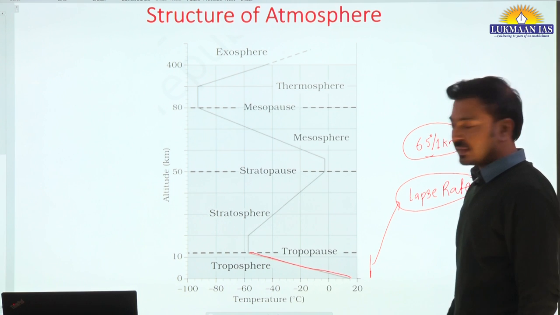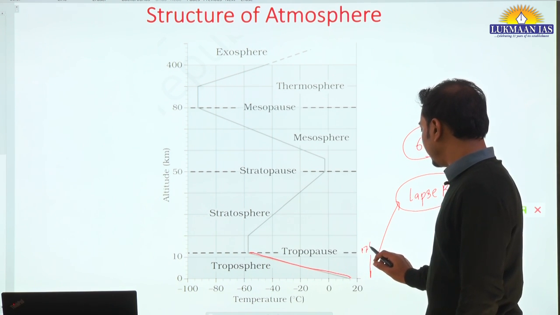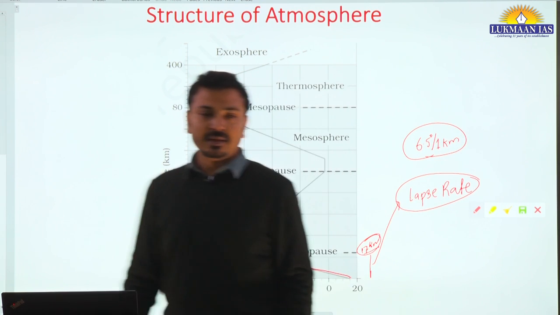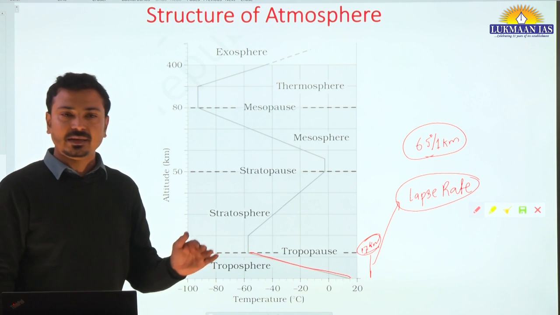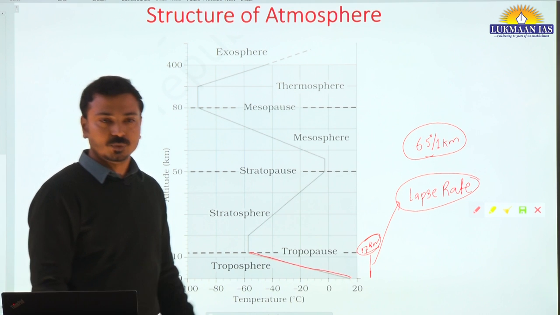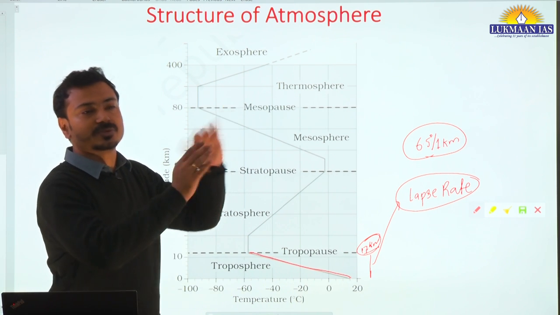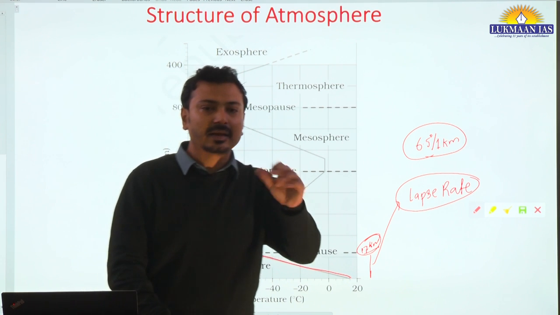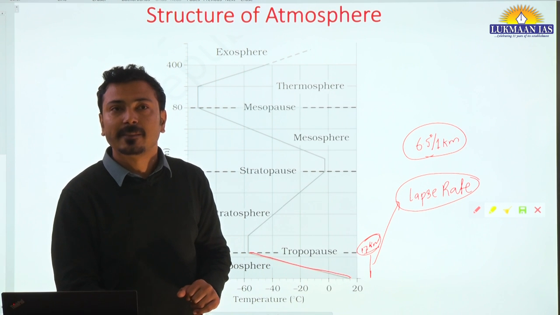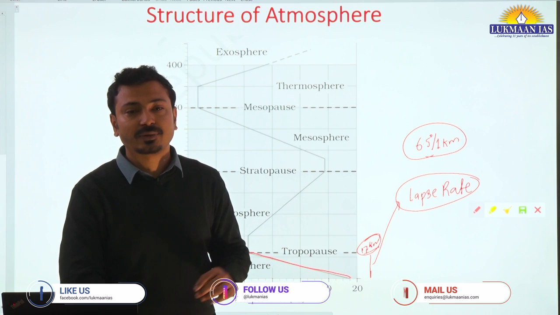Now, on an average the troposphere is given as 17 kilometer, but it is 17 kilometer in the equatorial region and 7 to 8 kilometer in the polar region. Now, why this difference? UPSC will ask this one. Why is there a larger thickness of troposphere in the equatorial region and comparatively lesser thickness in the polar region? Because of the heating. Yes, heating. What happens because of that?